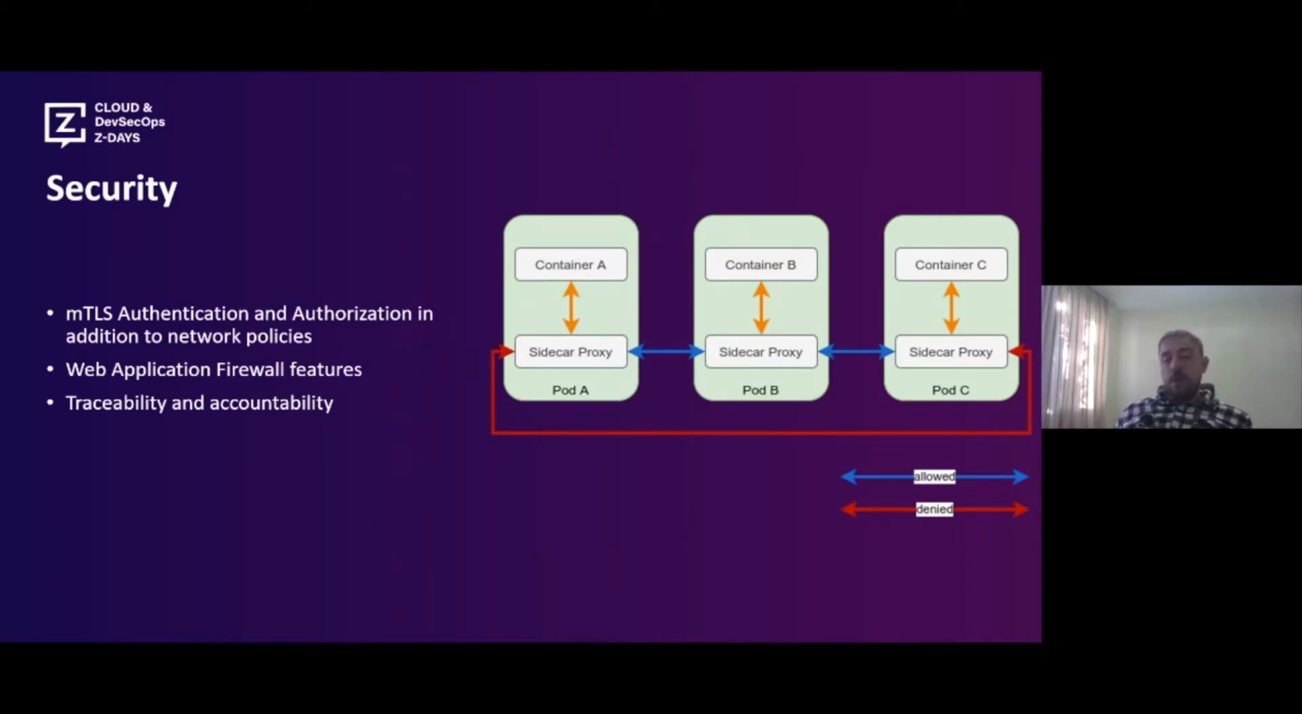And what you also can have, almost for free once you deploy a service mesh, is traceability and accountability, right? So you can make all the sidecar proxies log all requests. You can make them log unsuccessful authentication attempts.